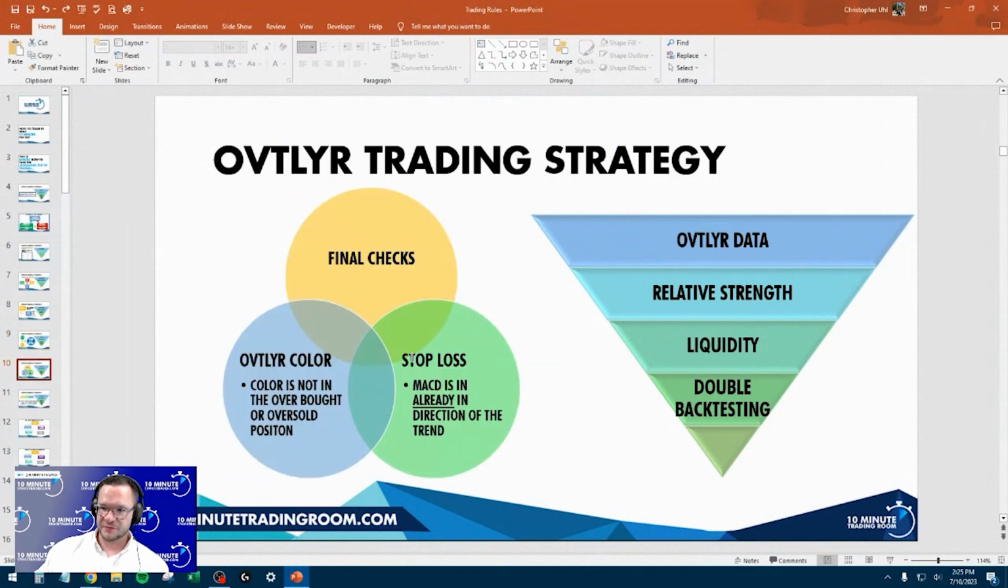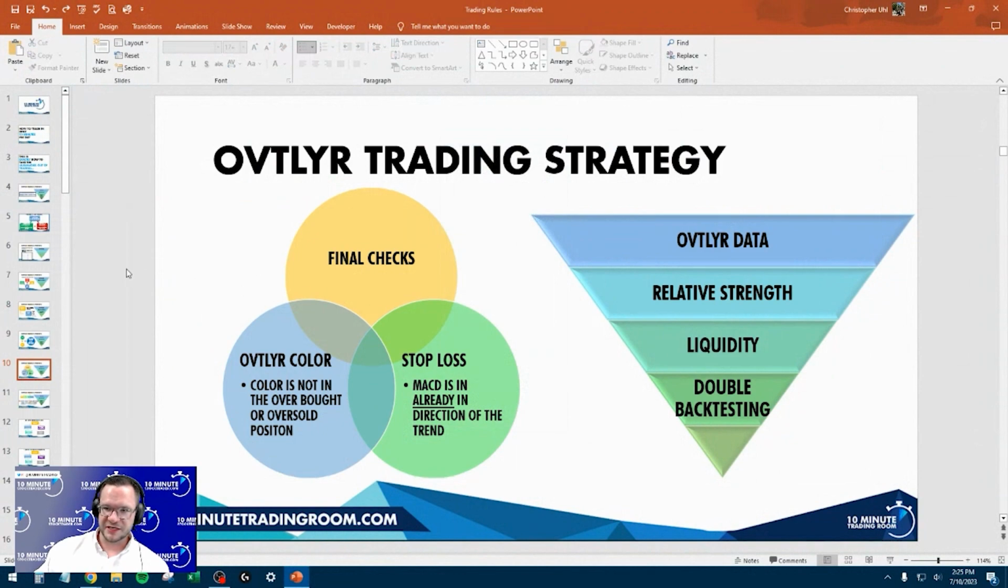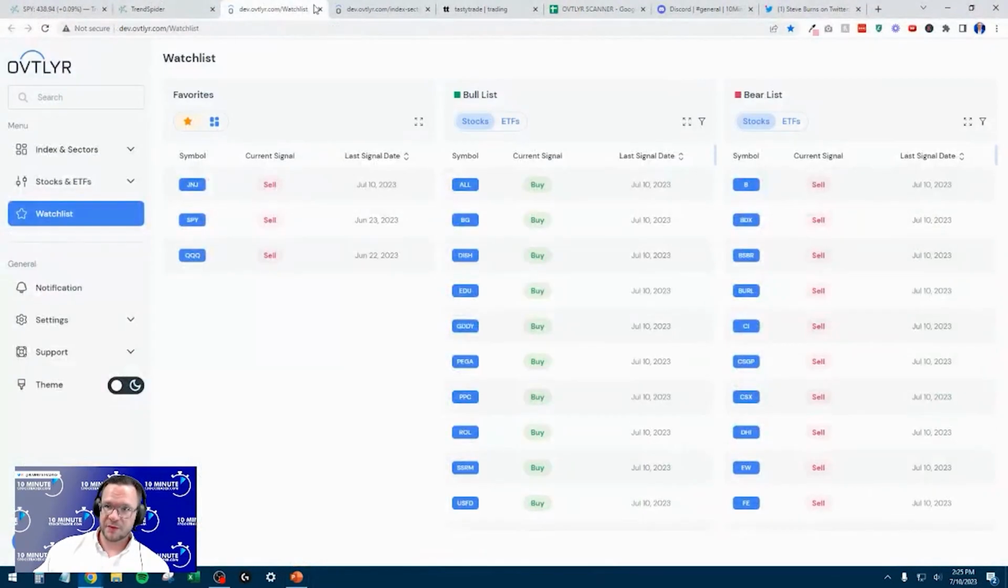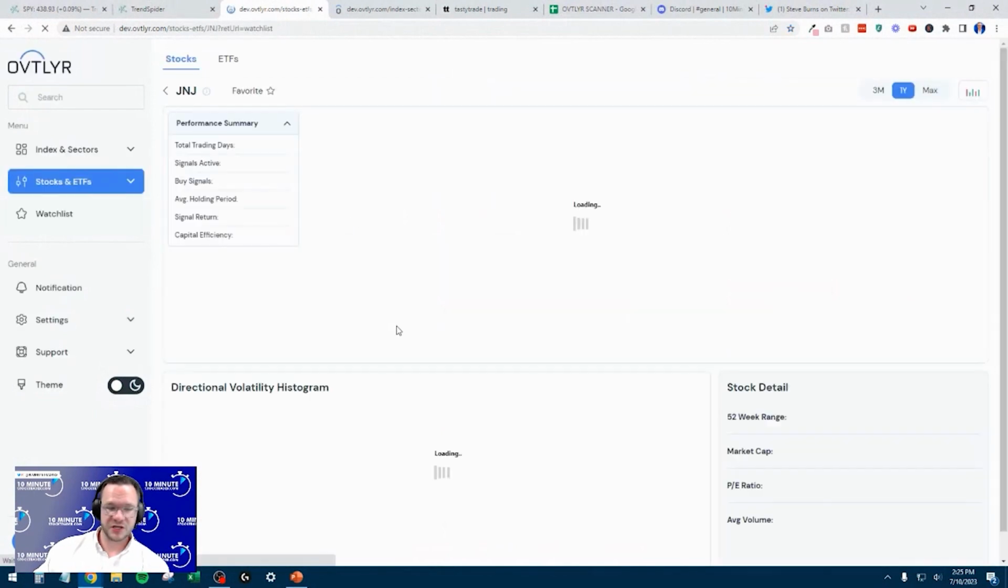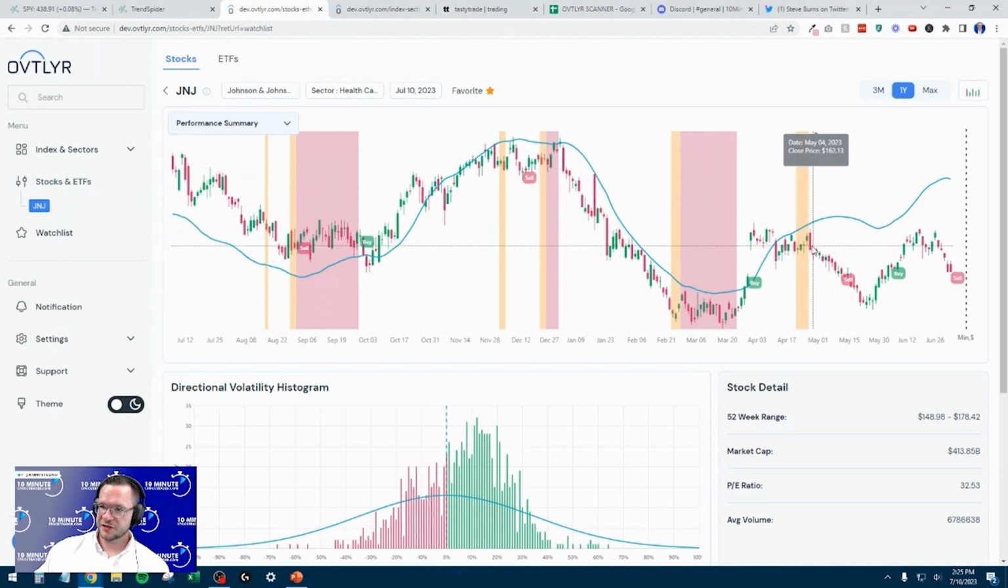And then just a couple. Oh, I need to edit that slide because I had the MACD. But I've already checked everything that we need to see. And what came through, the final one that came through was Johnson & Johnson going short. So let's take a look at that.